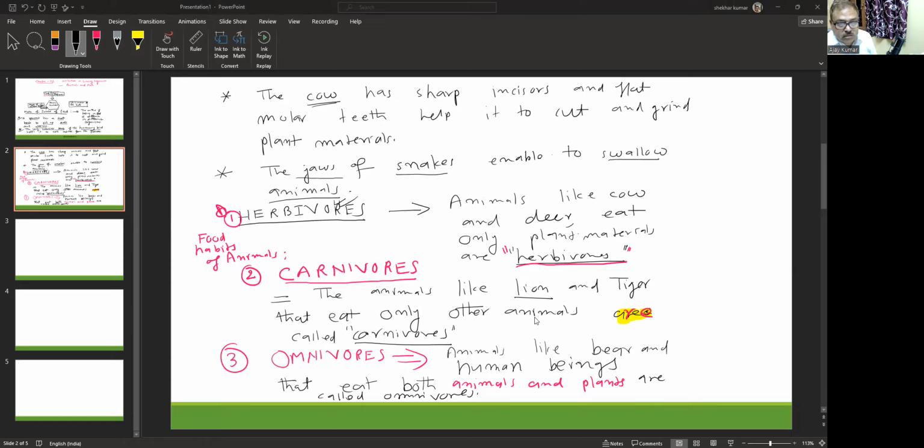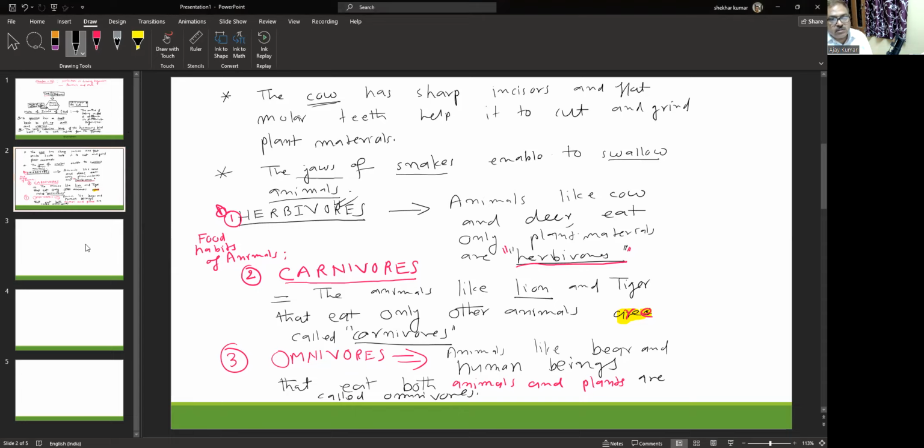Place sitting. Devanshi Chauhan, very good. Carnivores. Piyush Mohan, very nice.